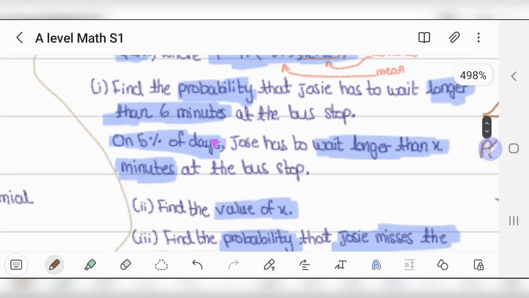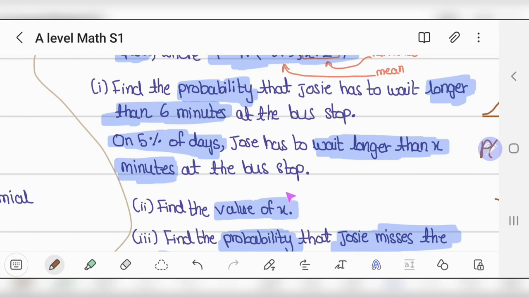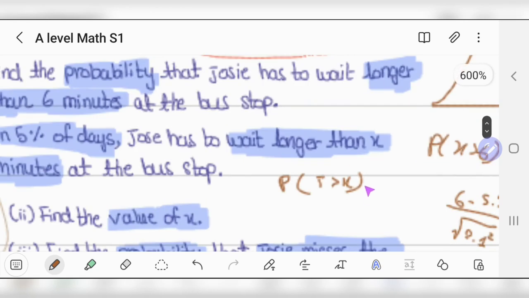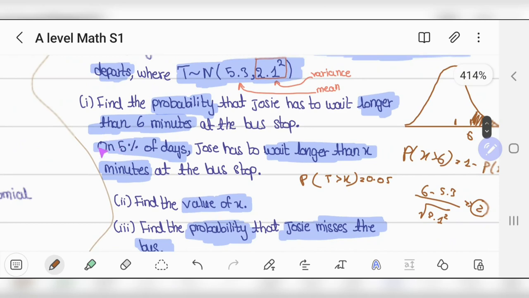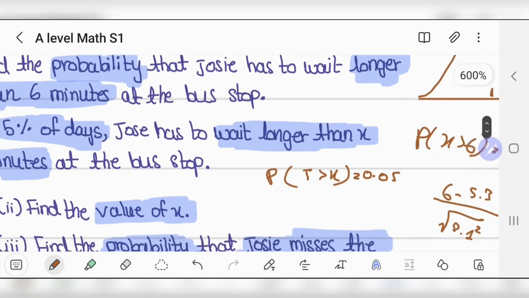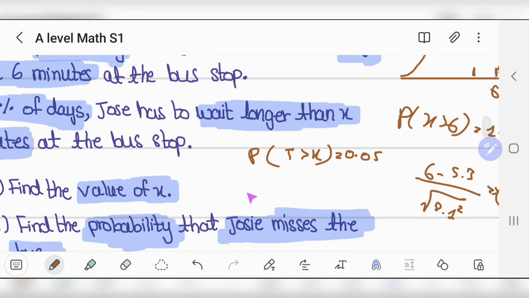on 5% of days Josie has to wait longer than x minutes at the bus stop. Find the value of x. Okay. So, the probability is longer than x minutes. So, let me just say it's P(T greater than x). Okay. And the probability is 0.05. But then, okay, find the value of x. Alright. The best way to find this is by doing it this way.